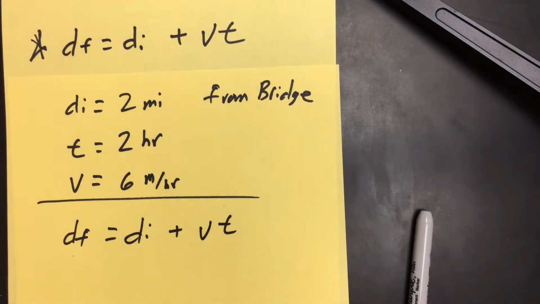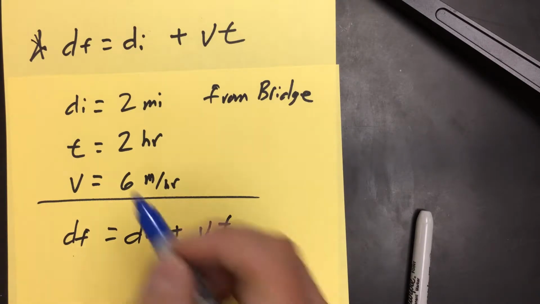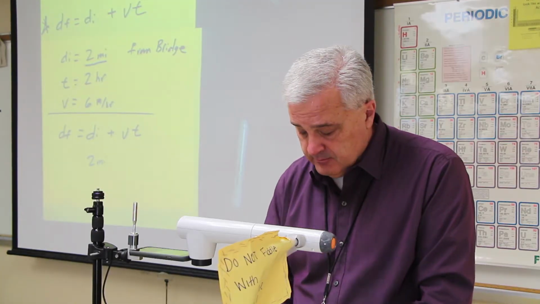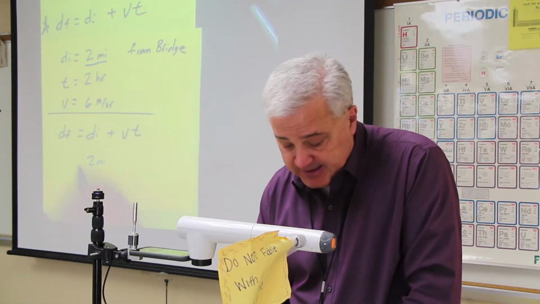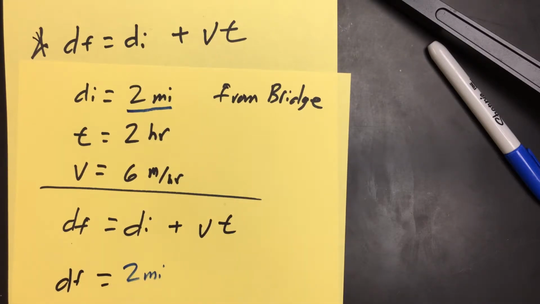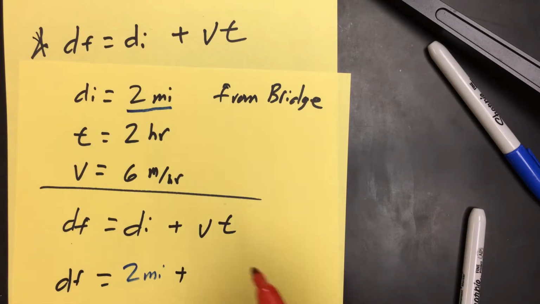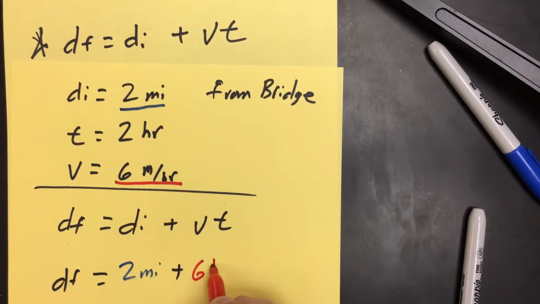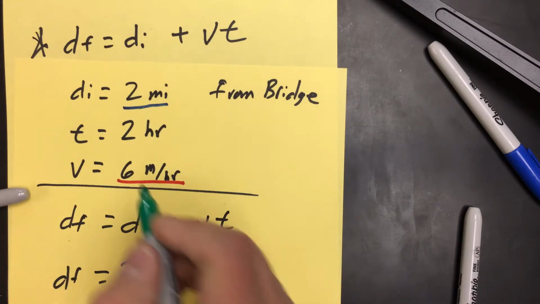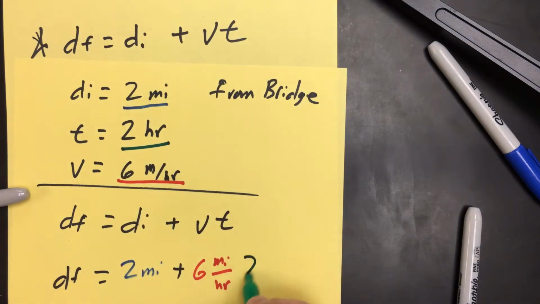So I'm going to plug in the initial distance. It is 2. It was given. D sub F equals 2 miles plus velocity, which is 6, and I'm multiplying that by the time, 2 hours.